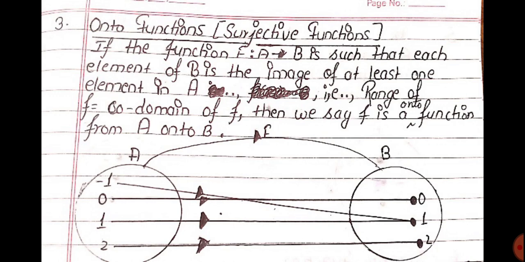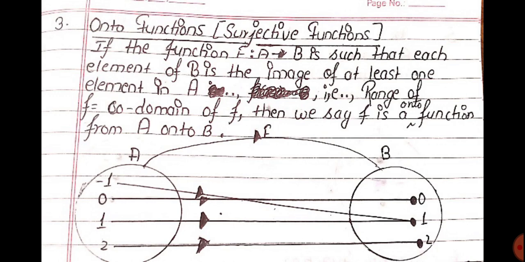But if there is not even a single element in set B which does not have any pre-image in A, then the function is called an onto function. So when all the elements of set B are associated with an element of set A, the range of the function becomes equal to the codomain of the function. So to prove that a function is onto, we will try to show that the range of the function is equal to the codomain of the function.